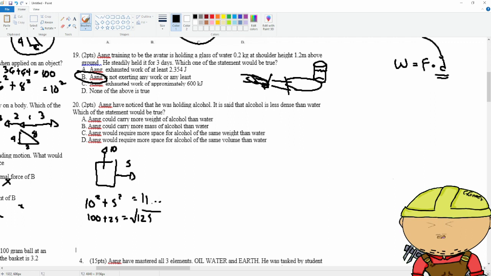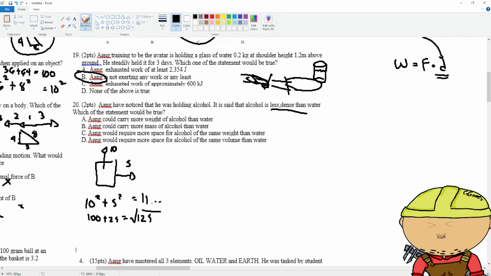Ang has noticed that he was holding alcohol. It is said that alcohol is less dense than water. Which of the statements would be true? Ang could carry more weight of alcohol than water. Ang could carry more mass of alcohol than water. Ang would require more space.